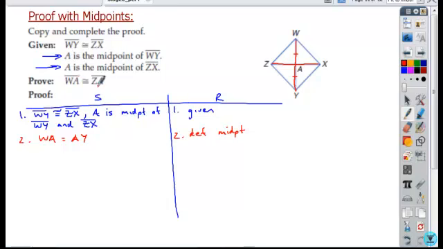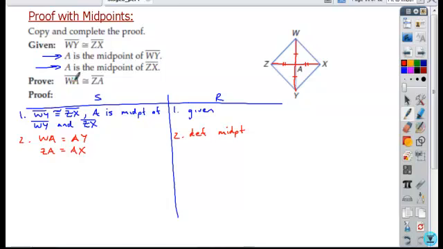Okay, what about ZA? Can I introduce ZA into my proof? What does ZA equal? Okay, and I'm going to write AX, but you can write XA. Either of those is fine. But so I can introduce this. It's the same justification, right? Because I was told that A is the midpoint of ZX as well. So I know that ZA and AX are equal.